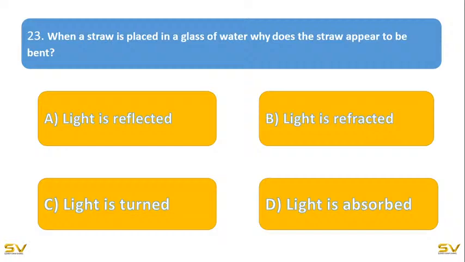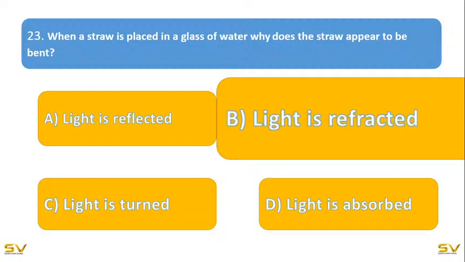Yes, I got answers. Option B. Some are typing refraction, and one typed total internal reflection. Now I'm revealing the answer. It's refraction, so it's option B. Light is refracted. Because of refraction only, we can see the bending of a pencil, the bending of a straw, the raised coin, all this happens. No problem, don't worry. Small mistakes happen.